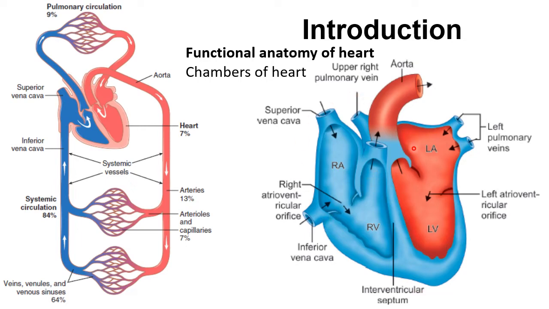On the left side, the left atrium receives the oxygenated blood from lungs via pulmonary veins, and this oxygenated blood flows from the left atrium to left ventricle via left atrioventricular orifice, which is guarded by mitral valve, which is a bicuspid valve.